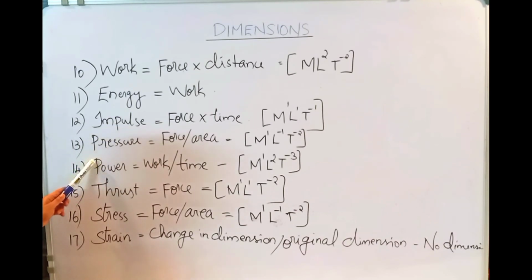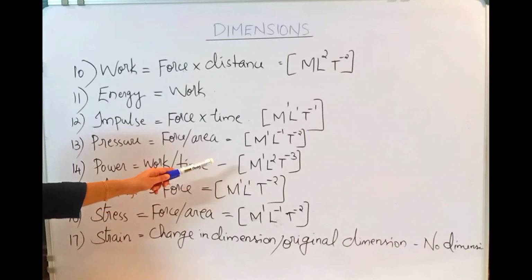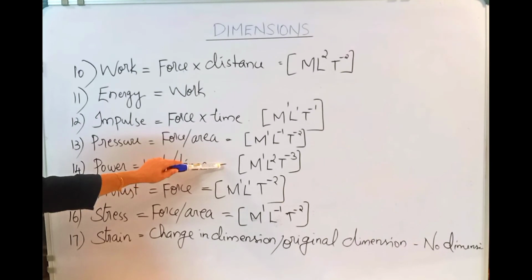Okay. Then the next one is power. How can we find power? Yes, that is work by time. So work we already know, that is M L square T raised to minus 2 divided by T. So that will be M L square T raised to minus 3.